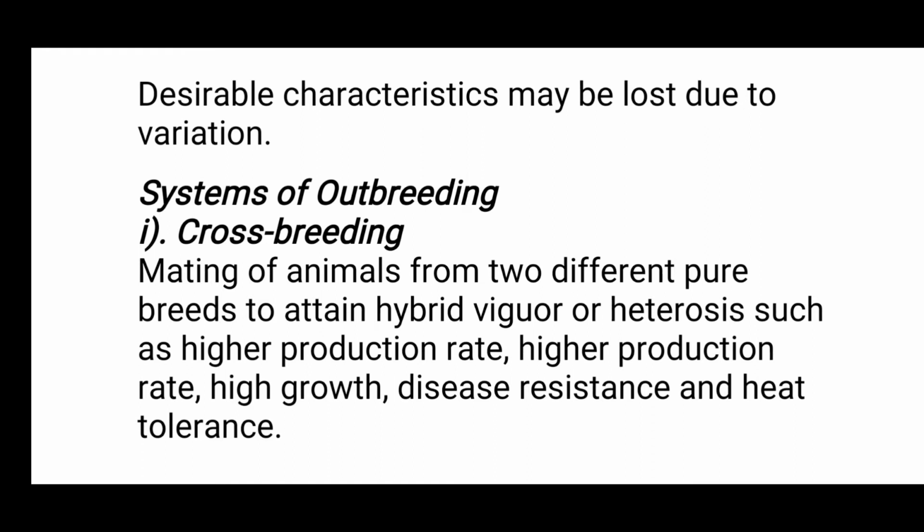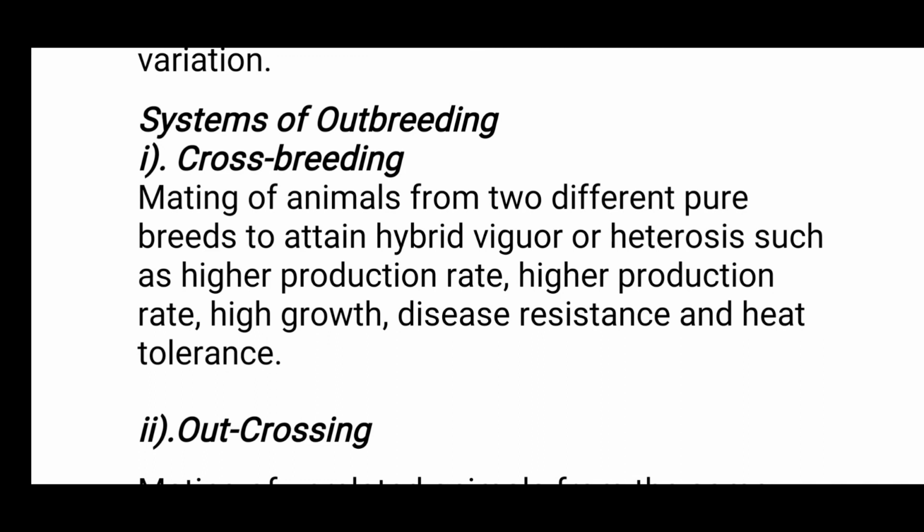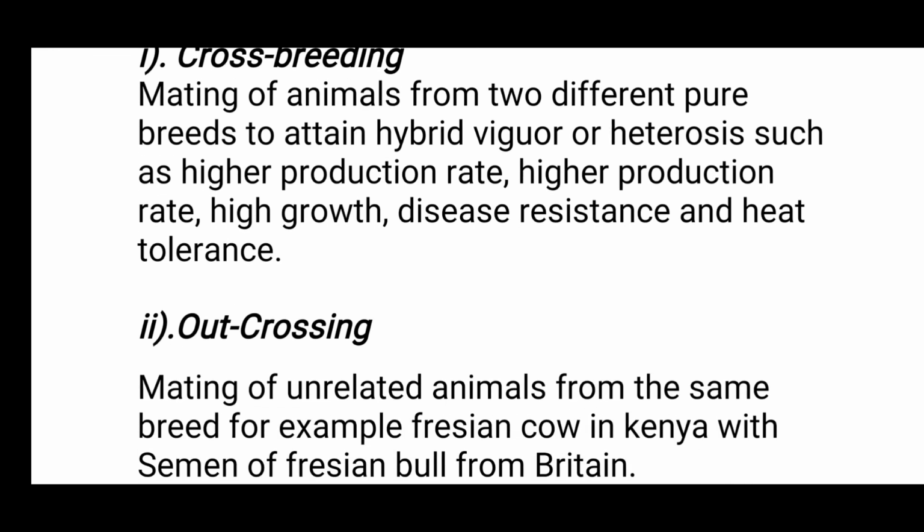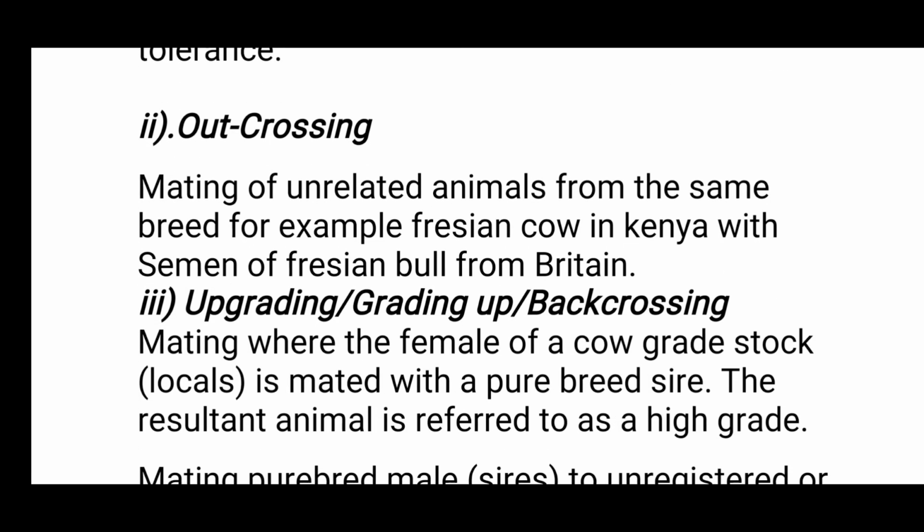The next is systems of outbreeding. First, crossbreeding: mating of animals from two different pure breeds to attain hybrid vigor or heterosis, such as a higher production rate with high growth, disease resistance and heat tolerance. The next is outcrossing: mating of unrelated animals from the same breed, for example a Friesian cow in Kenya with the semen of a Friesian bull from Britain.